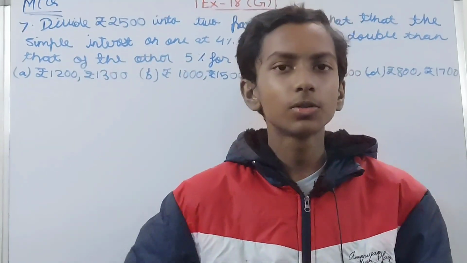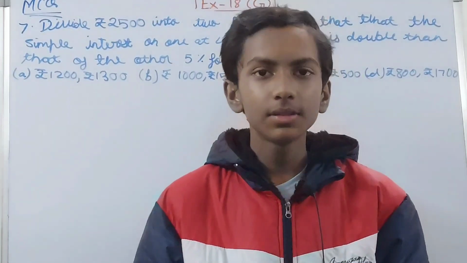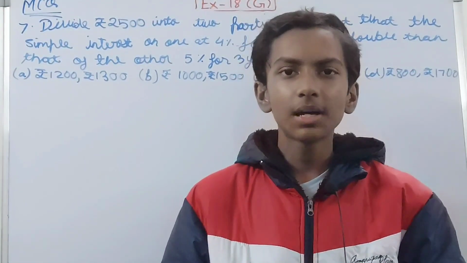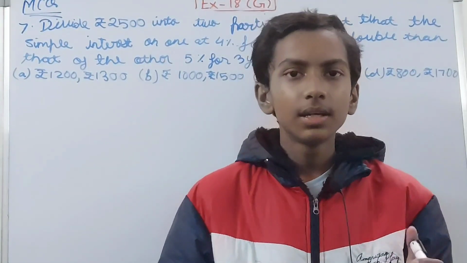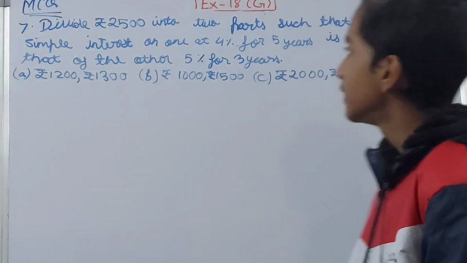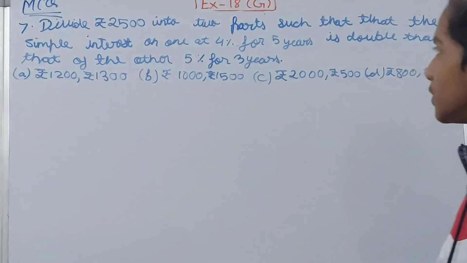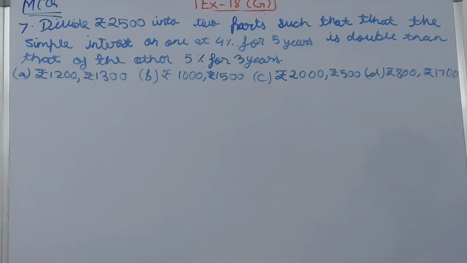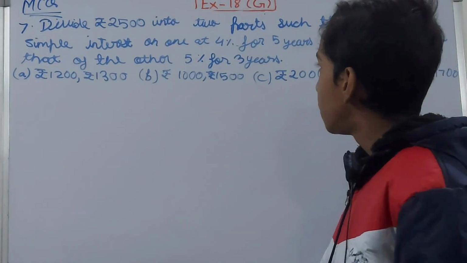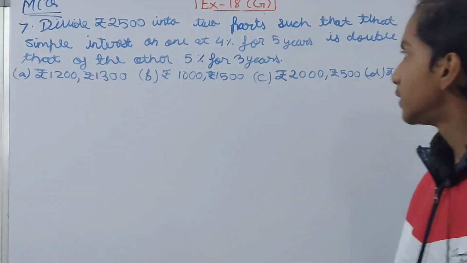In this video we are going to solve ICSE Mathematics Class 7 Chapter 18 Percentage and its Applications Exercise 18G Question 7, and it is: divide 2500 into two parts such that the simple interest on one at 4% for 5 years is double than that of the other at 5% for 3 years.